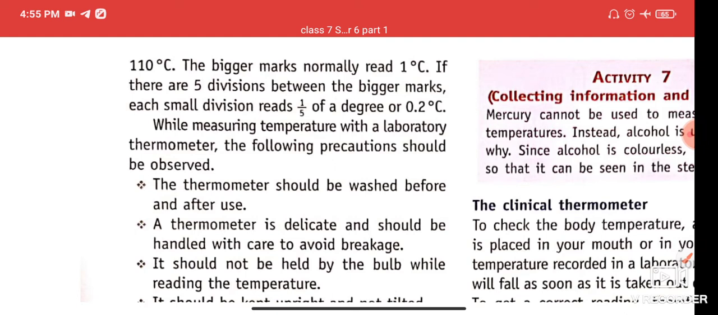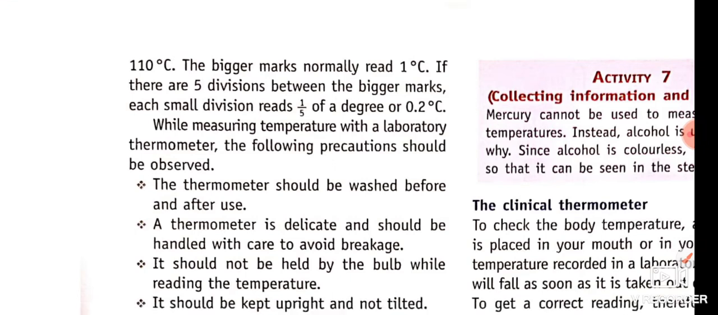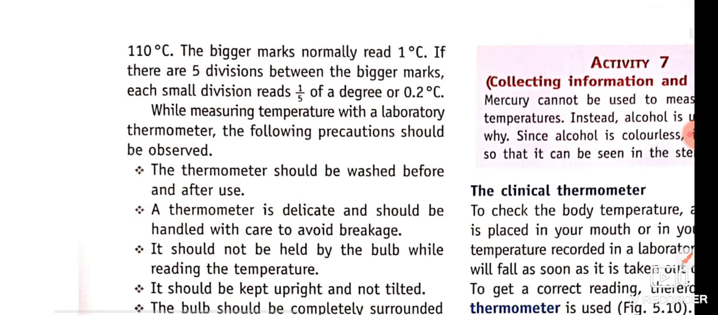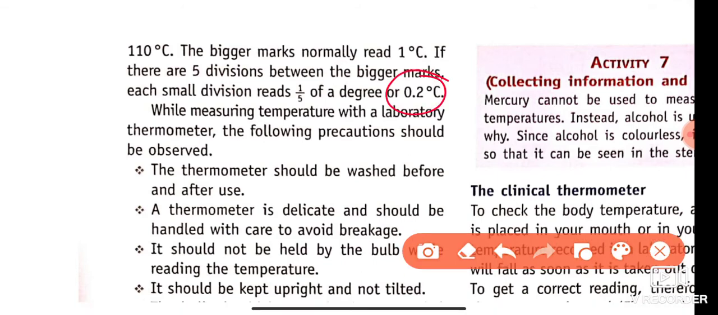And the bigger marks normally read as 1 degree. If there are 5 divisions between the bigger marks, then each small division reads as 1 by 5, that means 0.2 degree. Each small division between the gap is read as 0.2 degree. Because there is a 1 degree and a 2 degree, how many divisions are between them? 1, 2, 3, 4, 5. Total there are 5 divisions between them, so we divide by the 5 total divisions.